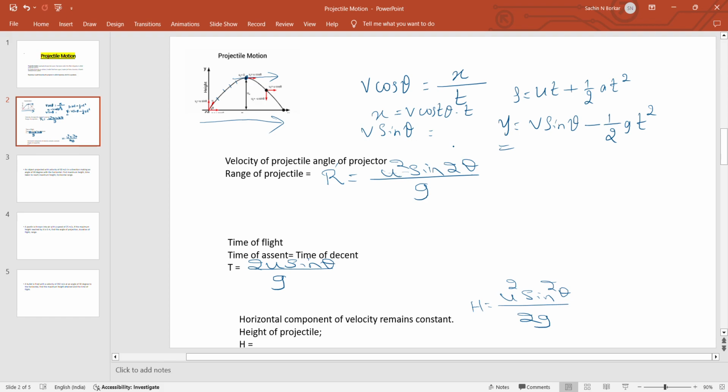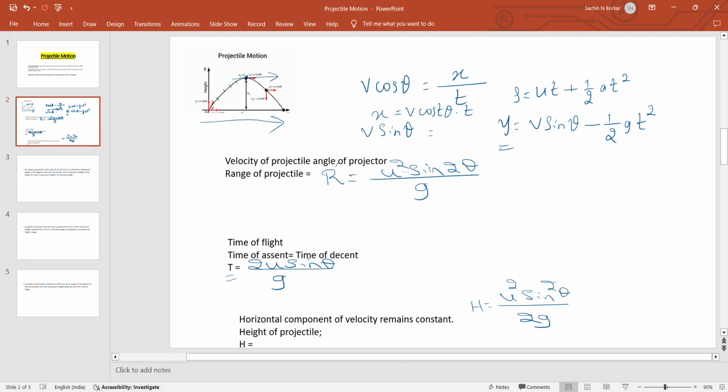Time of flight of the projectile is the whole time the body remains in air, that is the time of ascent, the time taken by the body to reach the highest point, plus the time of descent. The time of ascent and time of descent are equal. Therefore the total time of the projectile motion is given by 2u sine theta by g. Again, u is the initial velocity, theta is the angle of projection, and g is acceleration due to gravity.